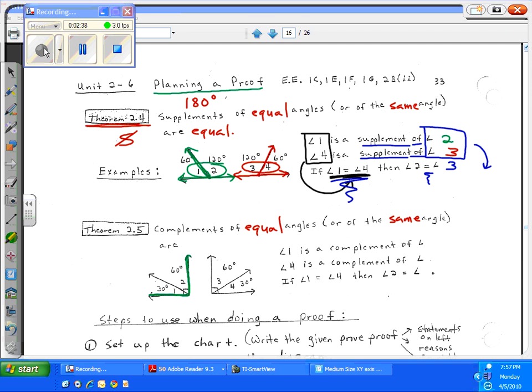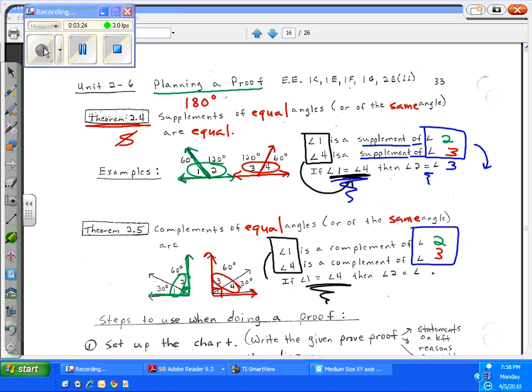Knowing that this is a right angle, it is 90 degrees. So we can see that angles 1 and 2 are two angles whose measures add up to 90 degrees, so we can say that they are complementary. So angle 1 is a complement of angle 2. Likewise, we have another right angle. Angles 3 and 4 are two angles that add up to 90, so they're complementary. So angle 4 is a complement of angle 3. So angles 1 and 4 are complements of angles 2 and 3.